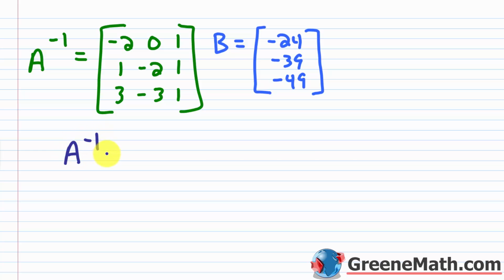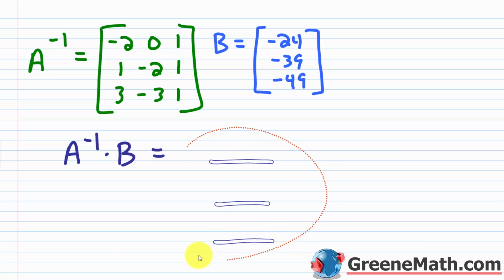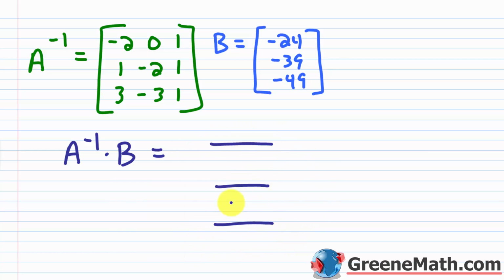So A inverse times B is going to be equal to what? Well, again, I know that this is a 3 by 3 and this is a 3 by 1. So it's going to end up being a 3 by 1. So you can have 1, 2, 3 entries here. Let me make that a little better. So for the first entry, let me slide this up just a little bit. For the first entry, what I'm going to have is this first row times this column.